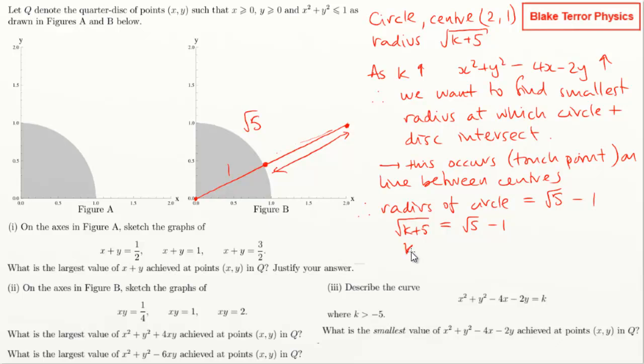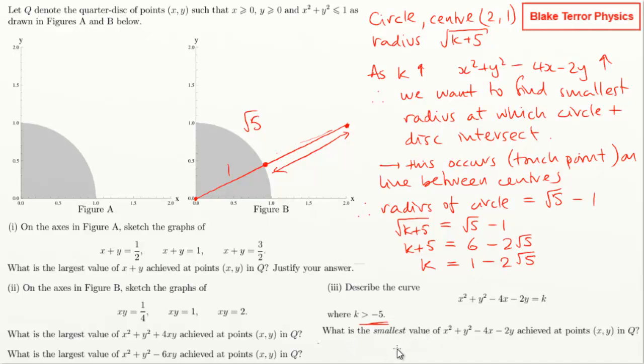So we've got the square root of k plus 5 equals the square root of 5 minus 1. So we square both sides, k plus 5. So that would be 5 plus 1 will give us 6 minus 2 root 5. And then we take the 5 off. So k is going to be equal to 1 minus 2 root 5, which is still happily greater than the minus 5 that they wanted there. Right, I think that's it.